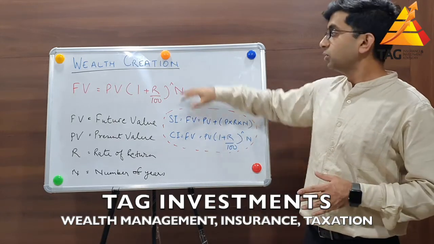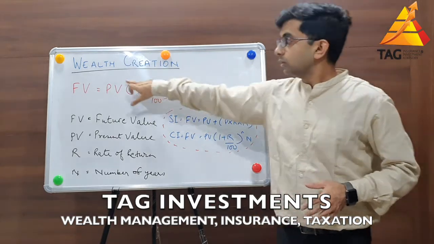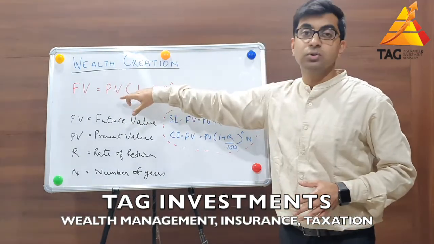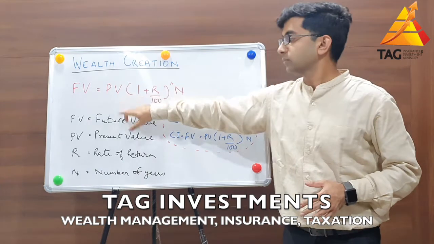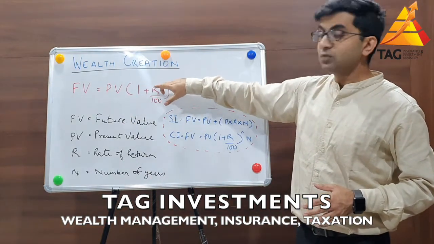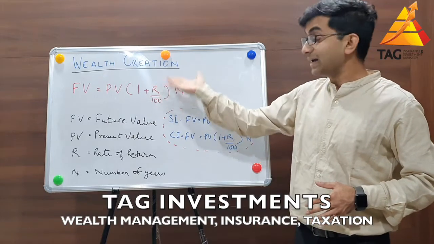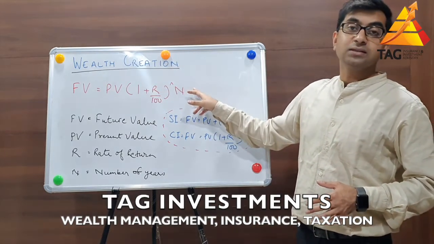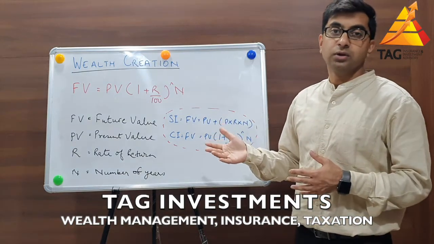So it's simple. To create wealth, you need to put in more money, which means you need to invest more. Second, you need to invest in an instrument which gives you a higher rate of return. Third, you need to invest for more number of years.